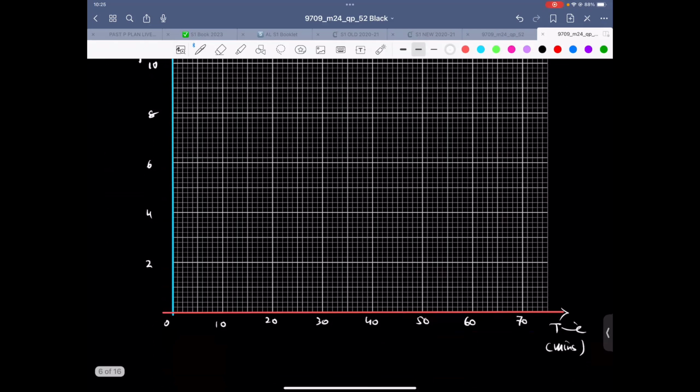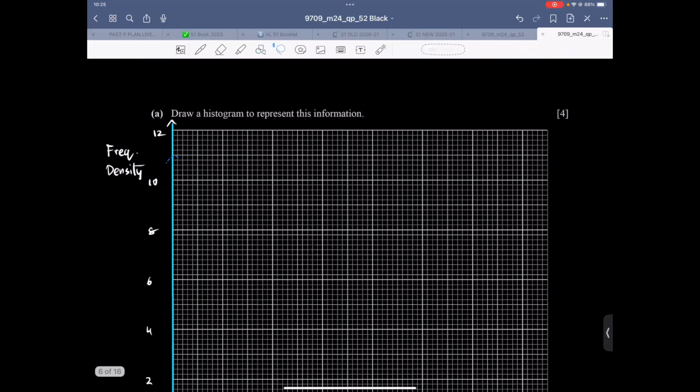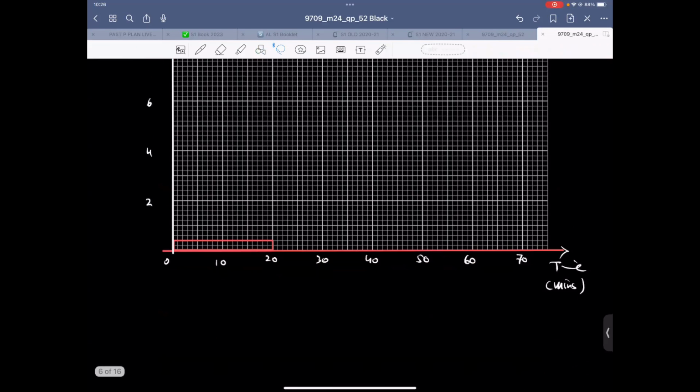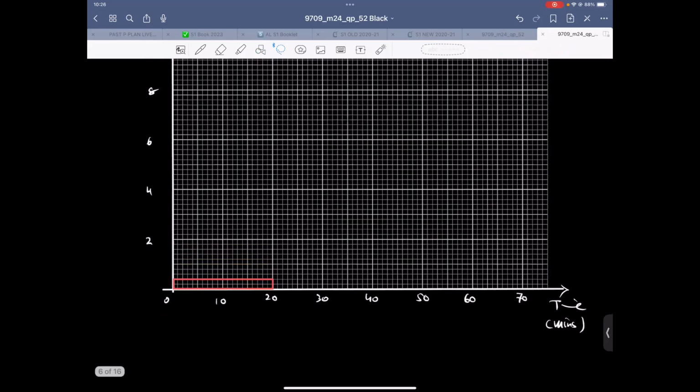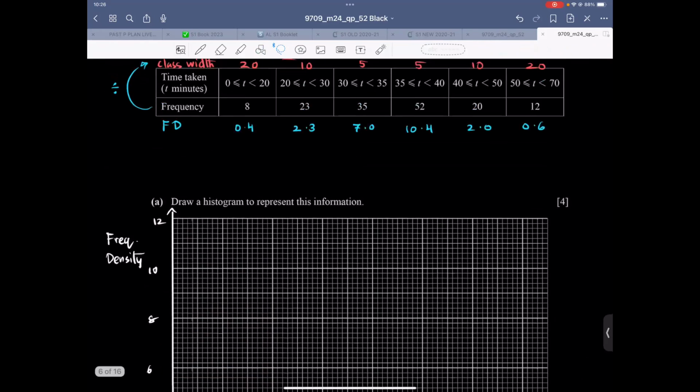So 0 till 20, let me choose a color. And 0 till 20, it's 0.4. So this 0.4 is very, very small. Okay, that's the first one. Now let me change the color of this. And similarly, let me change the color of this. Okay, now this looks better. So 0 till 20 is 0.4.